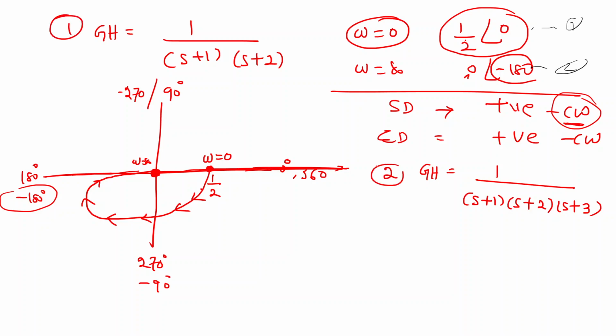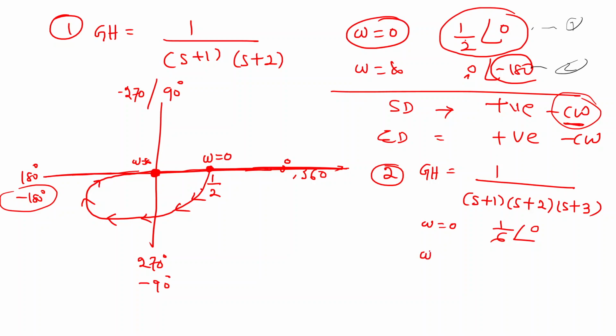This is equation question number 2. Now you see, I will draw the polar plot here, only below that. So first, you write omega equal to 0. What is the value, sir, at omega equal to 0? At omega equal to 0, it is 1 upon 6. And what is the angle? The angle is also 0, because there is no pole or zero at origin.